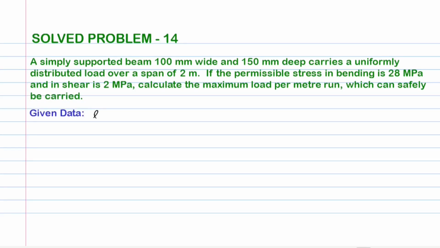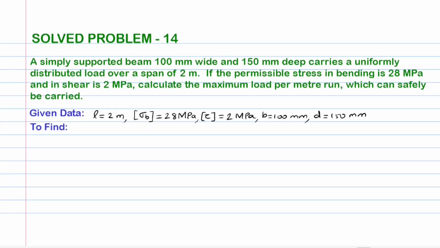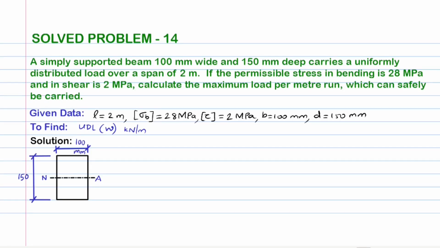The given data is first written and the cross section along with the beam loading are drawn. The maximum load per meter run, that is the uniformly distributed load, is to be found out. This problem addresses the analysis of beams based on both the shear stress as well as the bending stress.